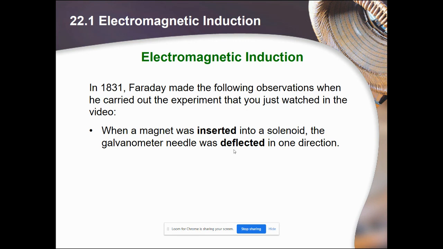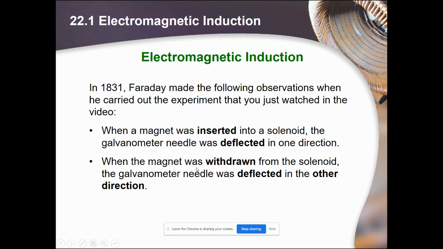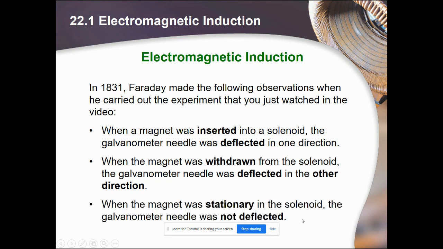When the needle deflects to the left, it means that the current is flowing in one direction. And when the needle deflects to the other direction, to the right, it means that the current is flowing in another direction. And when the magnet was withdrawn from the solenoid, the galvanometer needle again deflects but in the opposite direction. But when the magnet was stationary in the solenoid, the galvanometer needle does not show any deflection at all.